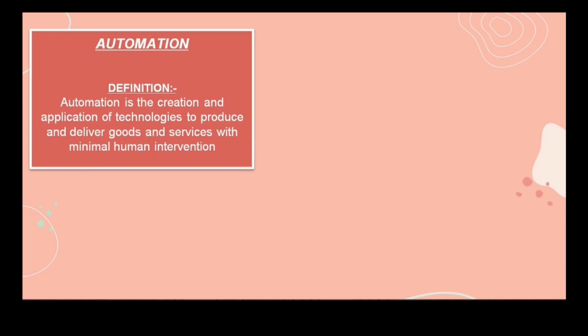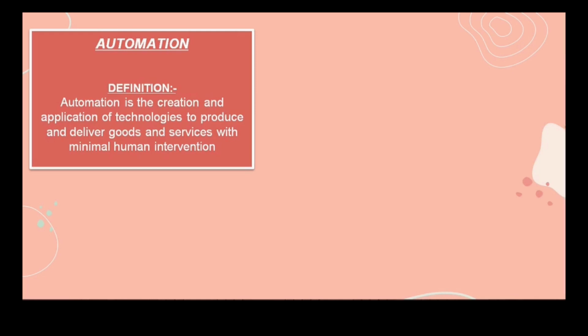First, what is automation? This is the definition I have taken from the internet, but let us understand. Automation is the creation and the application of technologies to produce and deliver goods and services with minimum human intervention. Basically, automation is to create and deliver goods and services with minimum human intervention. This is the technical definition. Let us take up an example and understand it. It will be very easy and clear.